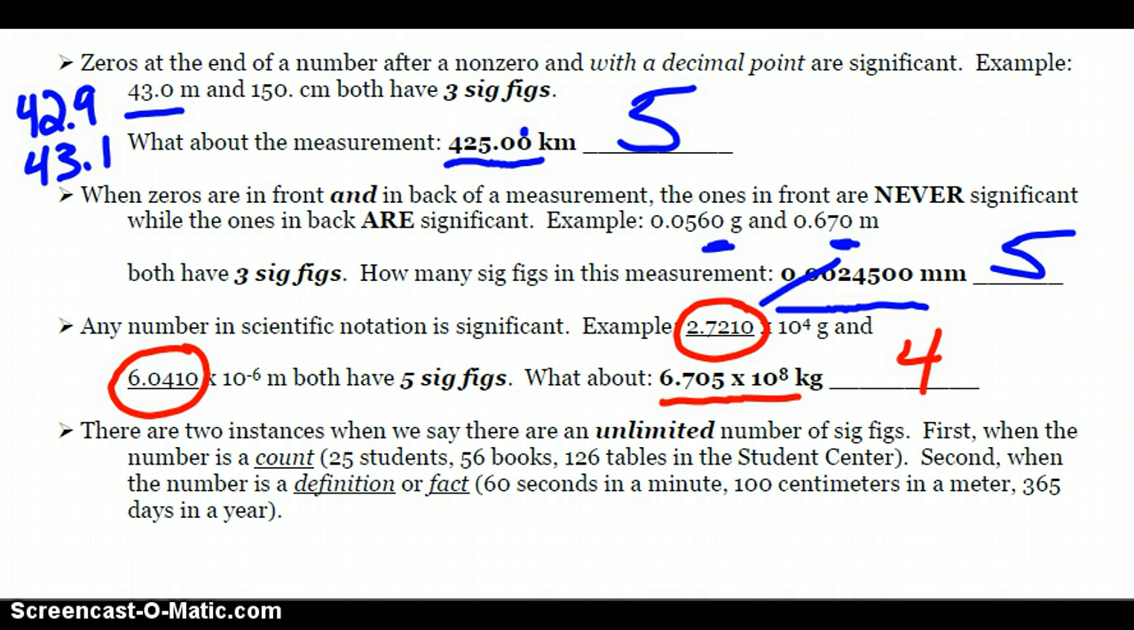Our last rule here, there are times when we say there's an unlimited number of sig figs in a measurement. One instance is when it's a count. We assume things that are countable, that we can count correctly, like 25 students in the room or 126 tables in the student center. The other time is when we are talking about a definition or a fact. 60 seconds in a minute. We don't say that there's 1 sig fig. We say that that's just a fact. There's no error in that measurement. 100 centimeters in a meter, etc.